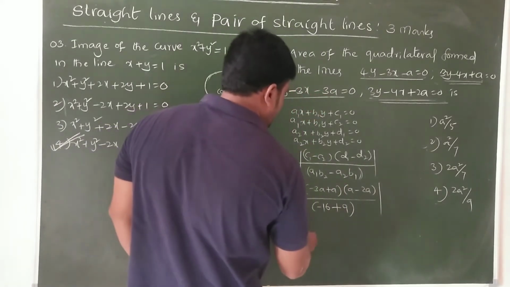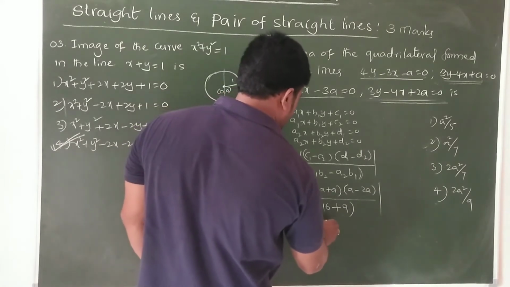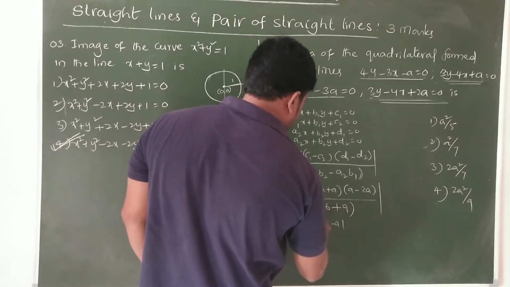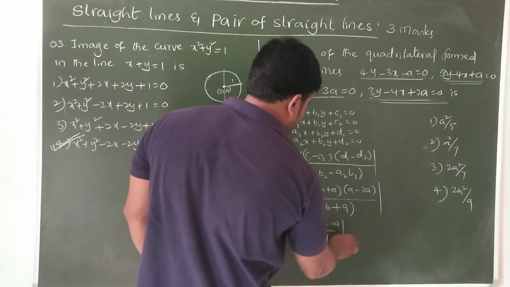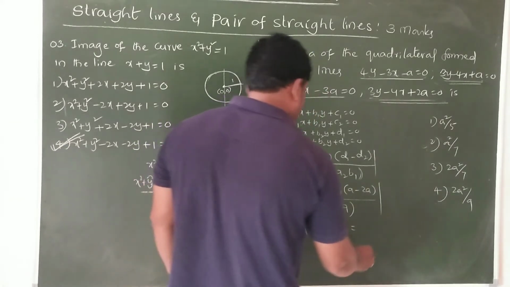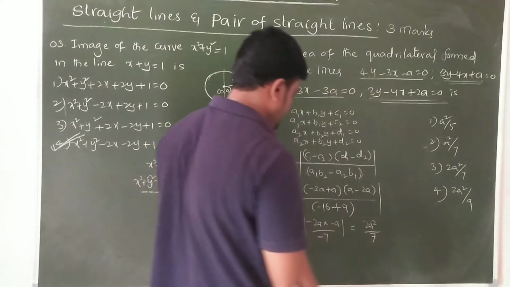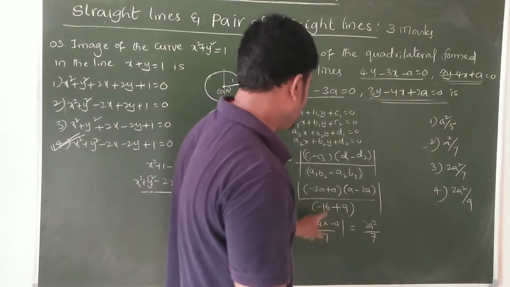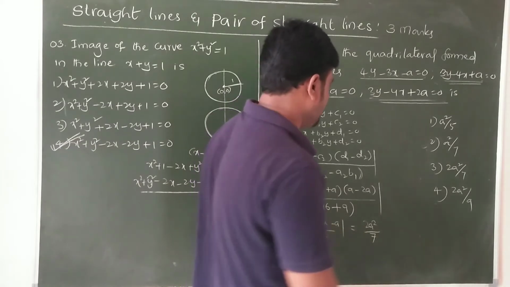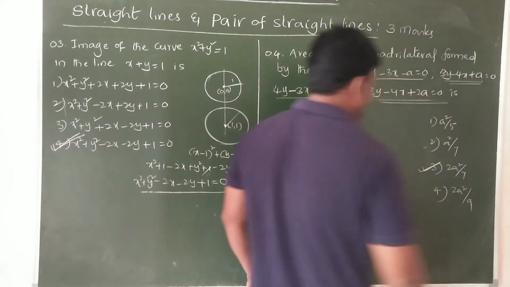Then that equals a minus 2a into minus a by 7, okay, minus 7, then 2a square by 7, okay, 2a square by 7. Third one is our right option.